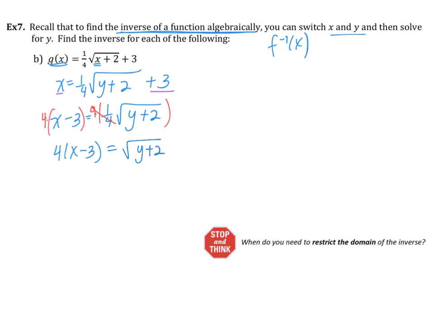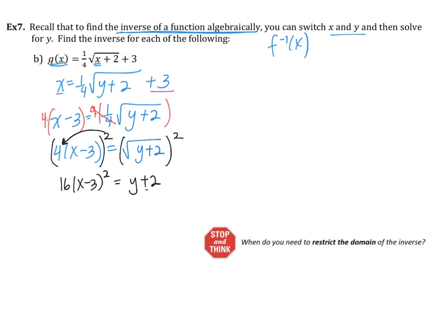Then, how do I undo or get rid of the square root? Well, to undo it, hopefully you're saying to yourself, I would need to square both sides. But when you square this, you have to square the 4, which is 16, and you have to square the x minus 3 squared. So I would get 16 times the quantity of x minus 3 squared equals y plus 2.